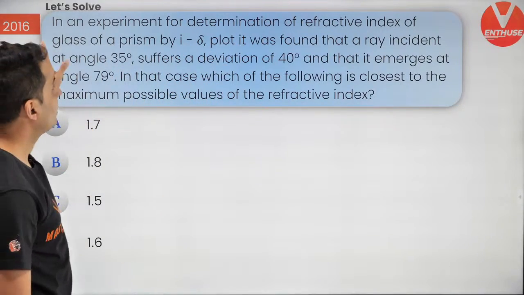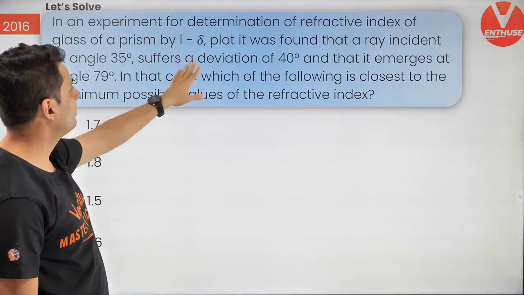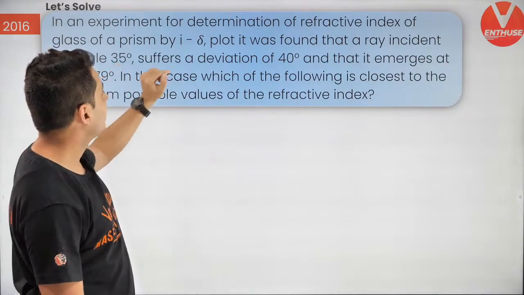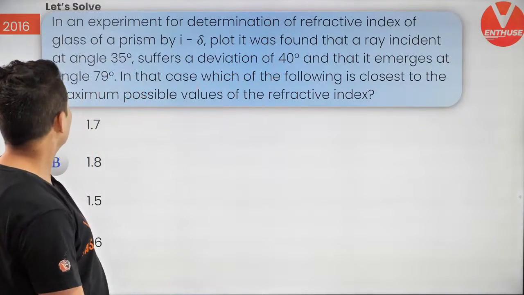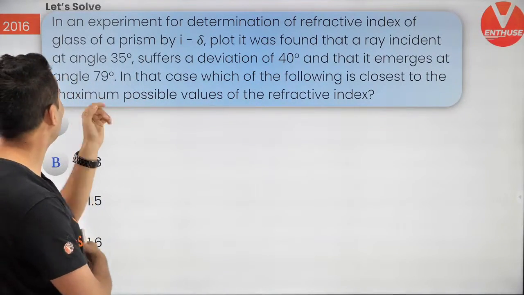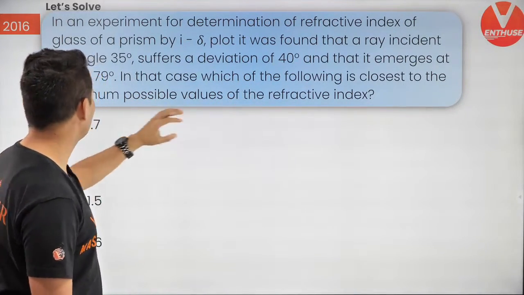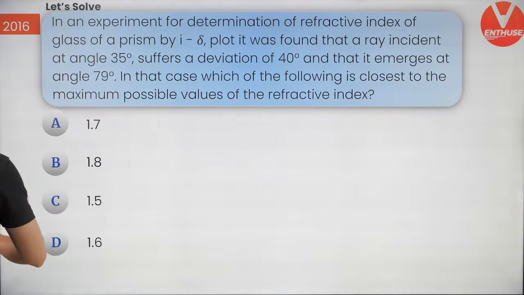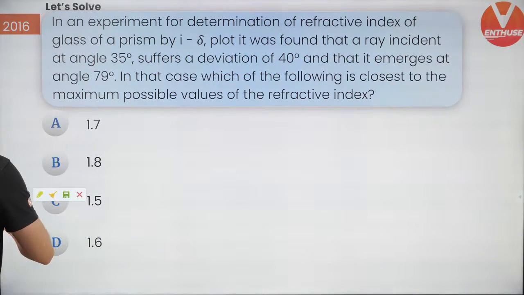In an experiment to determine the refractive index of a prism, you see that the incident angle is 35, deviation is 40, and emergence angle is 79. My god, crazy angle. In that case, which of the following is the closest maximum possible value of the refractive index? Well, that's not that difficult. I'll tell you what to do.